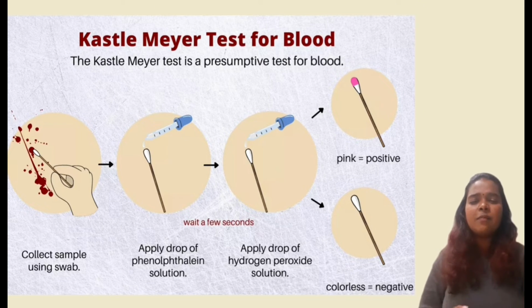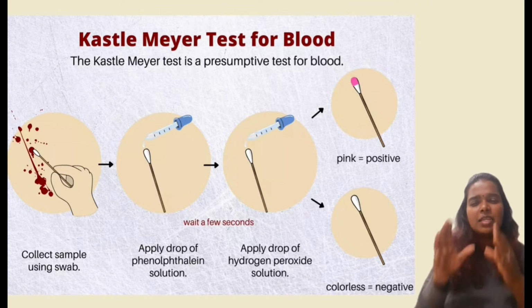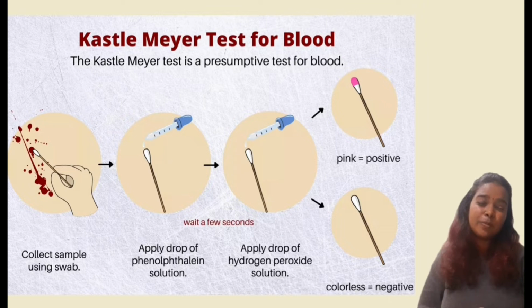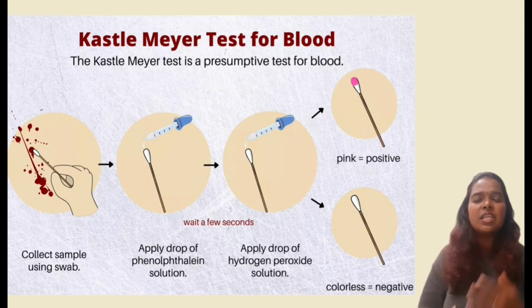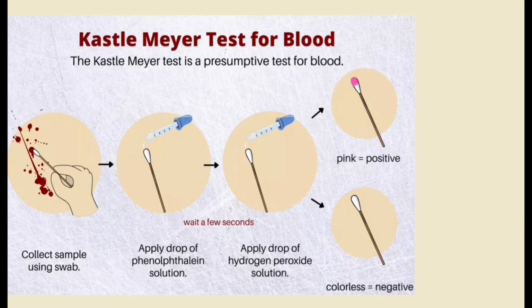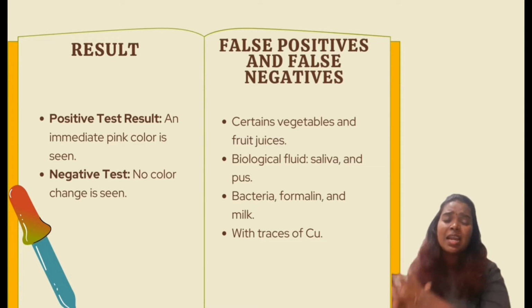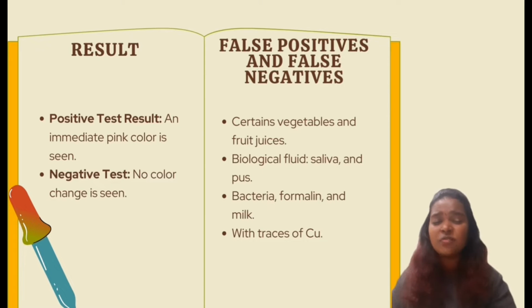The fifth step is to wait for a few seconds. Now apply 1 or 2 drops of 3% hydrogen peroxide. An immediate color change to pink is a positive test for blood, and an eventual color change occurs whether or not blood is present. Let me explain the observation and result of this test. If an immediate change of color is seen, from colorless to pink, it is considered a positive test result. If there is no change in color, it is considered a negative test result.